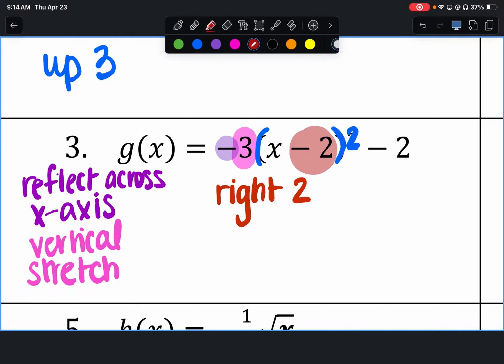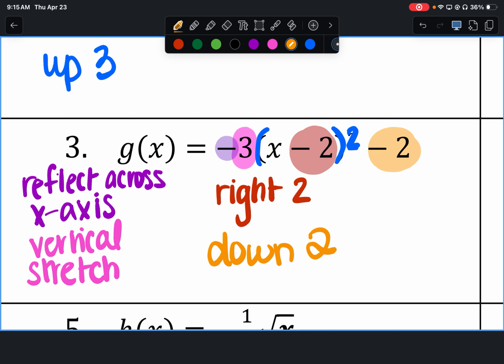And then at the end of our function there, we have minus 2. What does that cause? It is down 2. Okay? That is as complicated as one of these can get. It can only have 2 translations, 1 dilation, and 1 reflection. That is the max that we're going to have on one of these questions. This is about as hard as it gets.